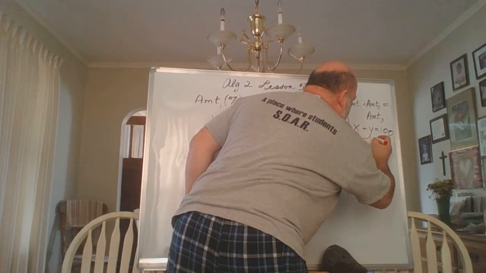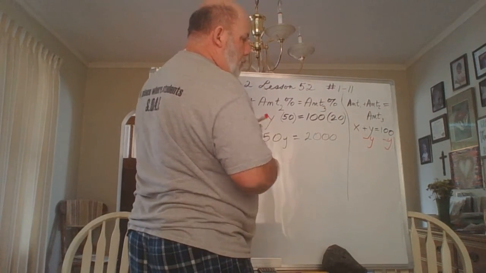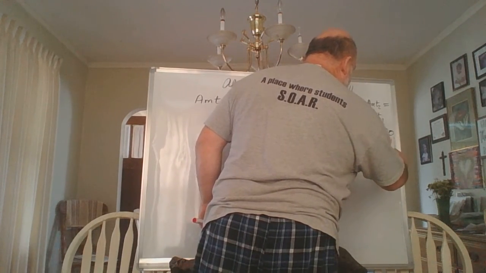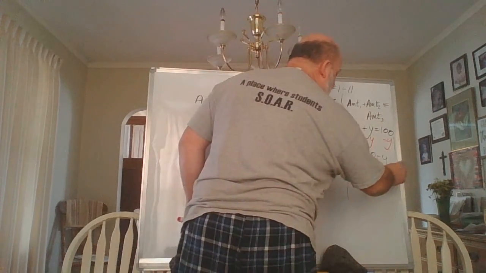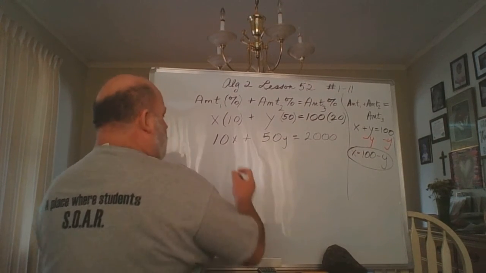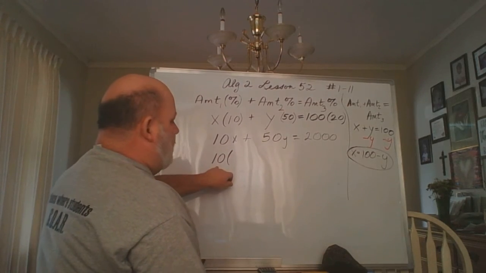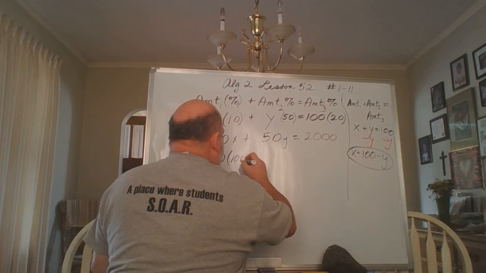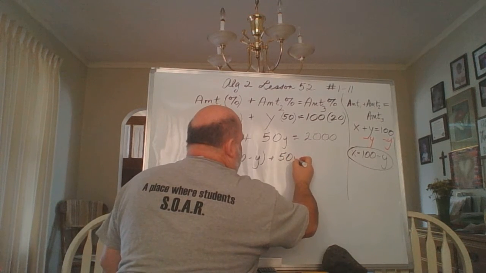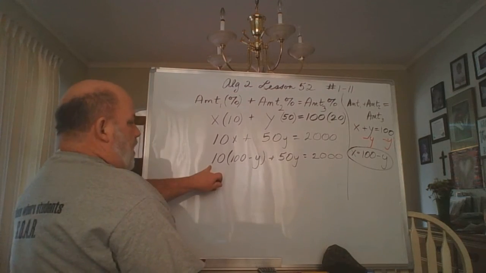If I'm trying to get x by itself, I'm going to say minus y on both sides. So x equals 100 minus y. That is my key to solving this problem. So now I'm going to come over here. I'm going to substitute 10x. Instead of the letter x, I'm going to write 100 minus y. I write the rest of the problem down. Plus 50y equals 2,000. Multiply this out, distributive property.